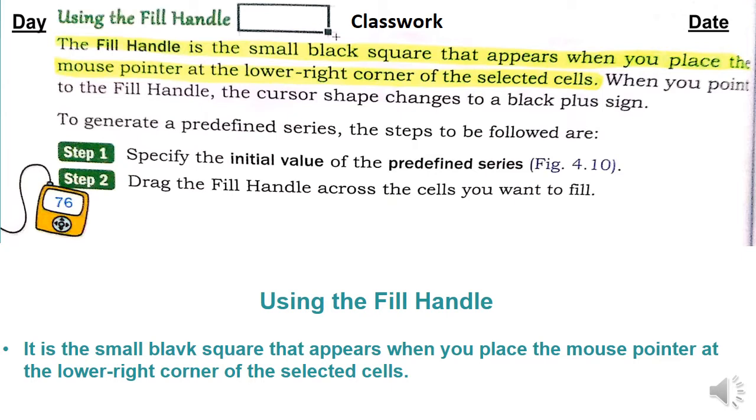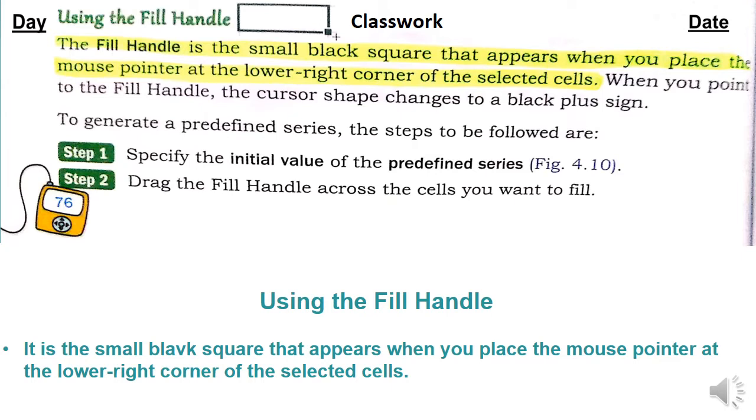The fill handle is a small black square that appears when you place the mouse pointer at the lower right corner of the selected cell. When you select any cell then it appears on it. When you point to the fill handle the cursor shape changes to a black plus sign. When you move your pointer at the lower right corner of an active cell, then a plus sign appears. By dragging this plus sign, you can generate many other cells of this type.